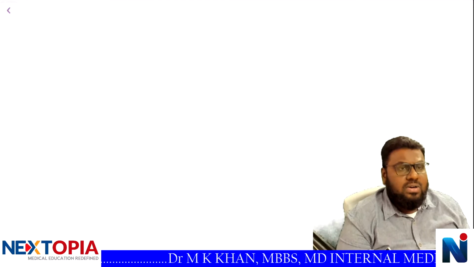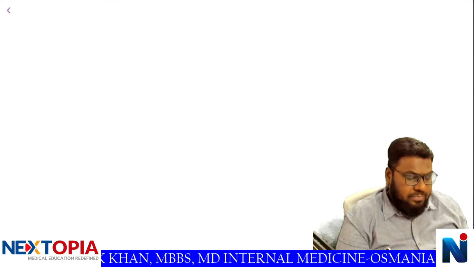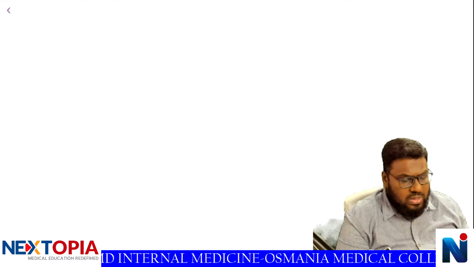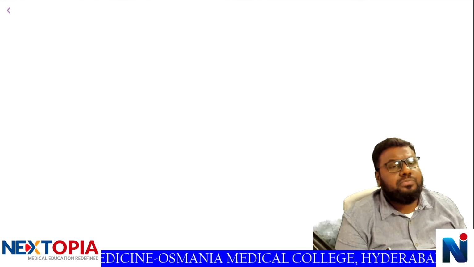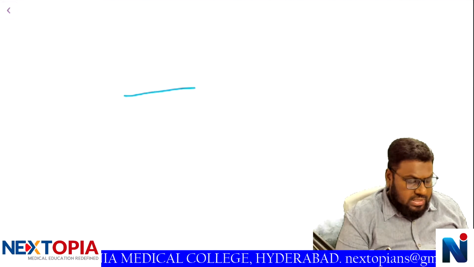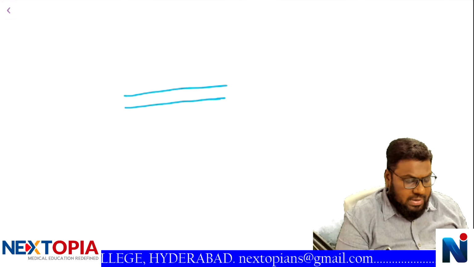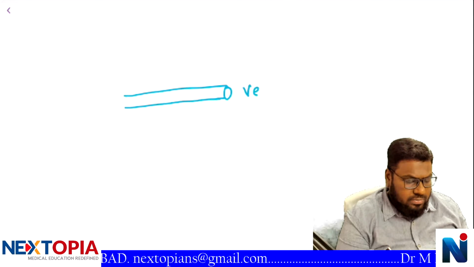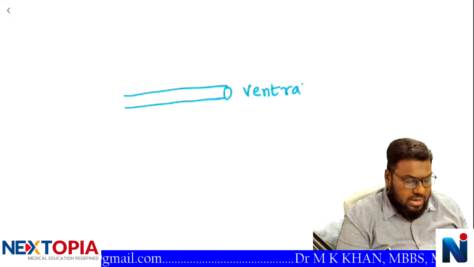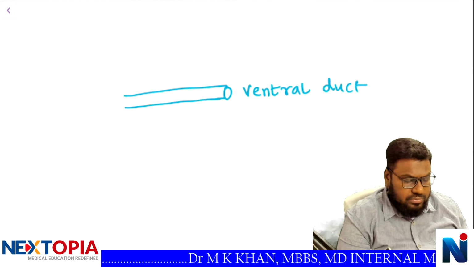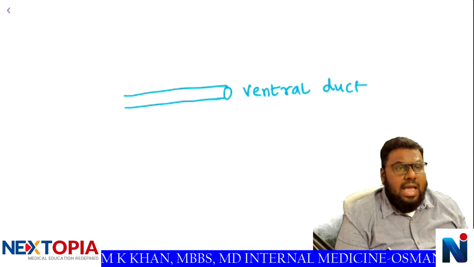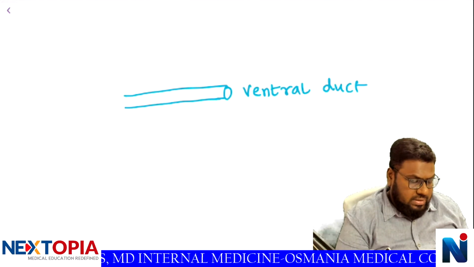So there are 2 ducts, is it not? We have a dorsal bud and a ventral bud, so a dorsal duct and a ventral duct. Say suppose this is the duct of the ventral bud. We are calling it the ventral duct. And say suppose this is the dorsal duct.